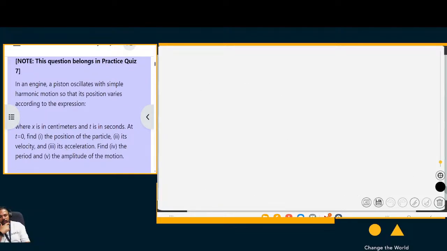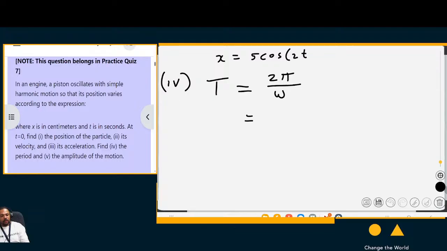Now we need to find the period. Okay, number 4, the period of that function. Now we know from harmonic, from wave motion, that period is equal to 2 pi over the angular frequency. Now what is the angular frequency? In this case, let's write out the formula. X is equal to, where's the formula again? 5 cosine 2t plus pi over 6.